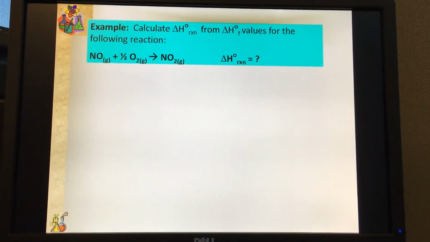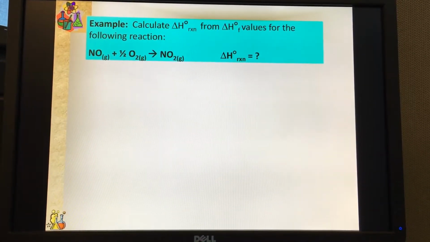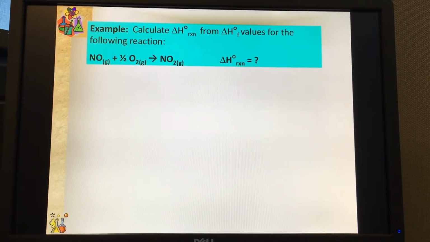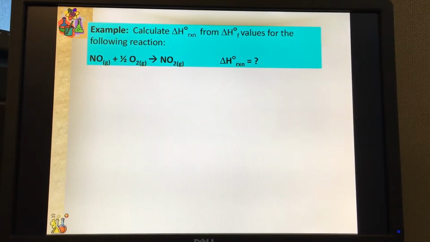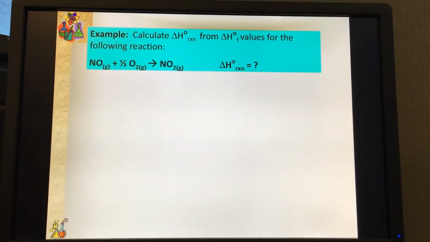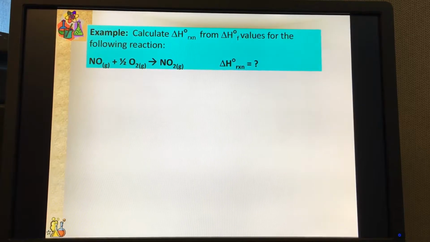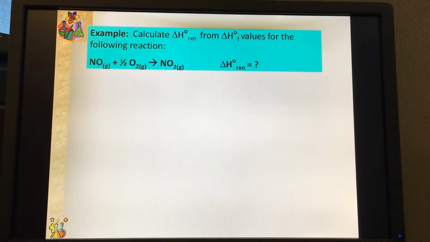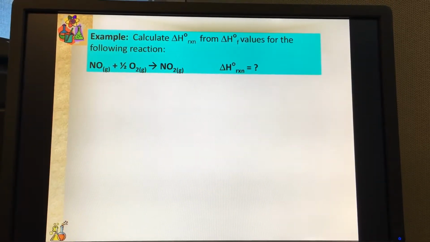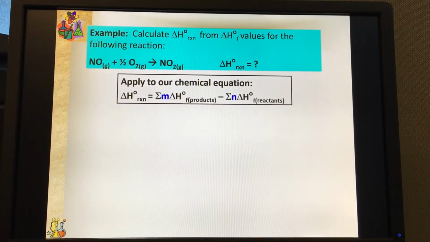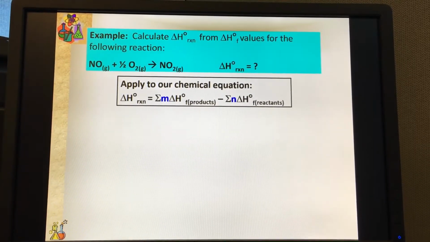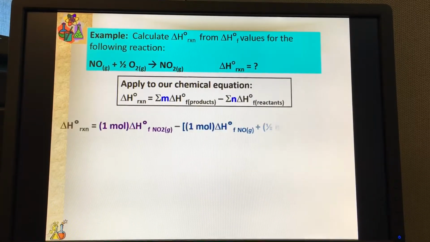Let's look at an example. We're going to calculate the enthalpy of this reaction at STC from the enthalpies of formations. We have 1 mole of nitrogen monoxide reacting with half a mole of oxygen gas to make 1 mole of nitrogen dioxide. And we're going to calculate the overall enthalpy of this reaction. We're going to apply this mathematical formula to our chemical reaction.